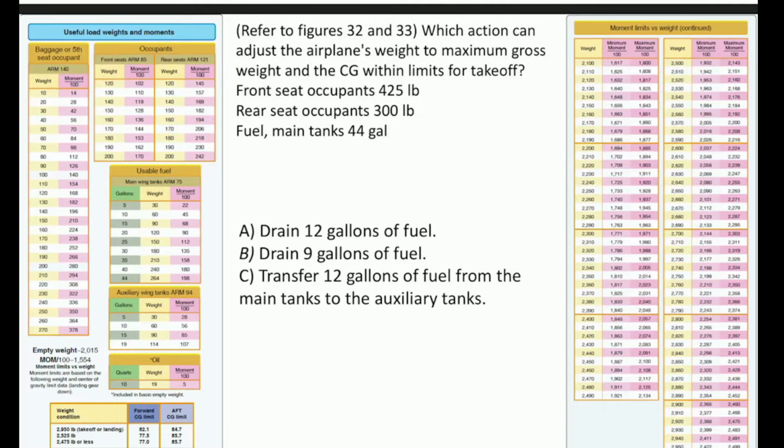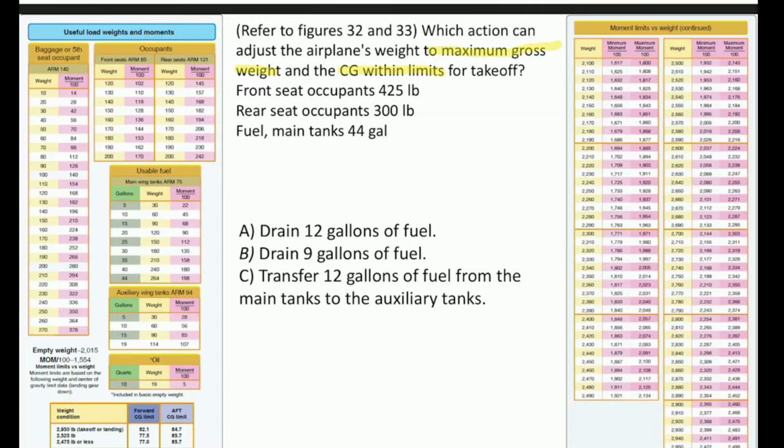All right. Question asks, which action can adjust the airplane's weight to maximum gross weight and the CG limits within limits for takeoffs? So here's what it's asking. We want to adjust the airplane's weight to maximum gross weight and within CG limits. That's key because you do that, you won't have to do too much math when you get rolling in this. Okay.